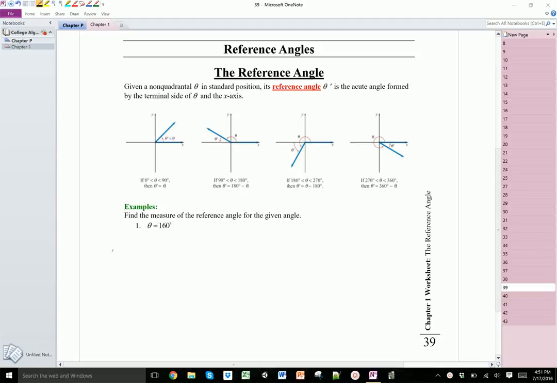An angle's reference angle is the angle formed between the terminal side of the original angle and the x-axis. So if you have an angle between 0 and 90 degrees, its reference angle is the same as just the angle. If you want to see this in radians, it would be 0 is less than theta less than pi over 2.